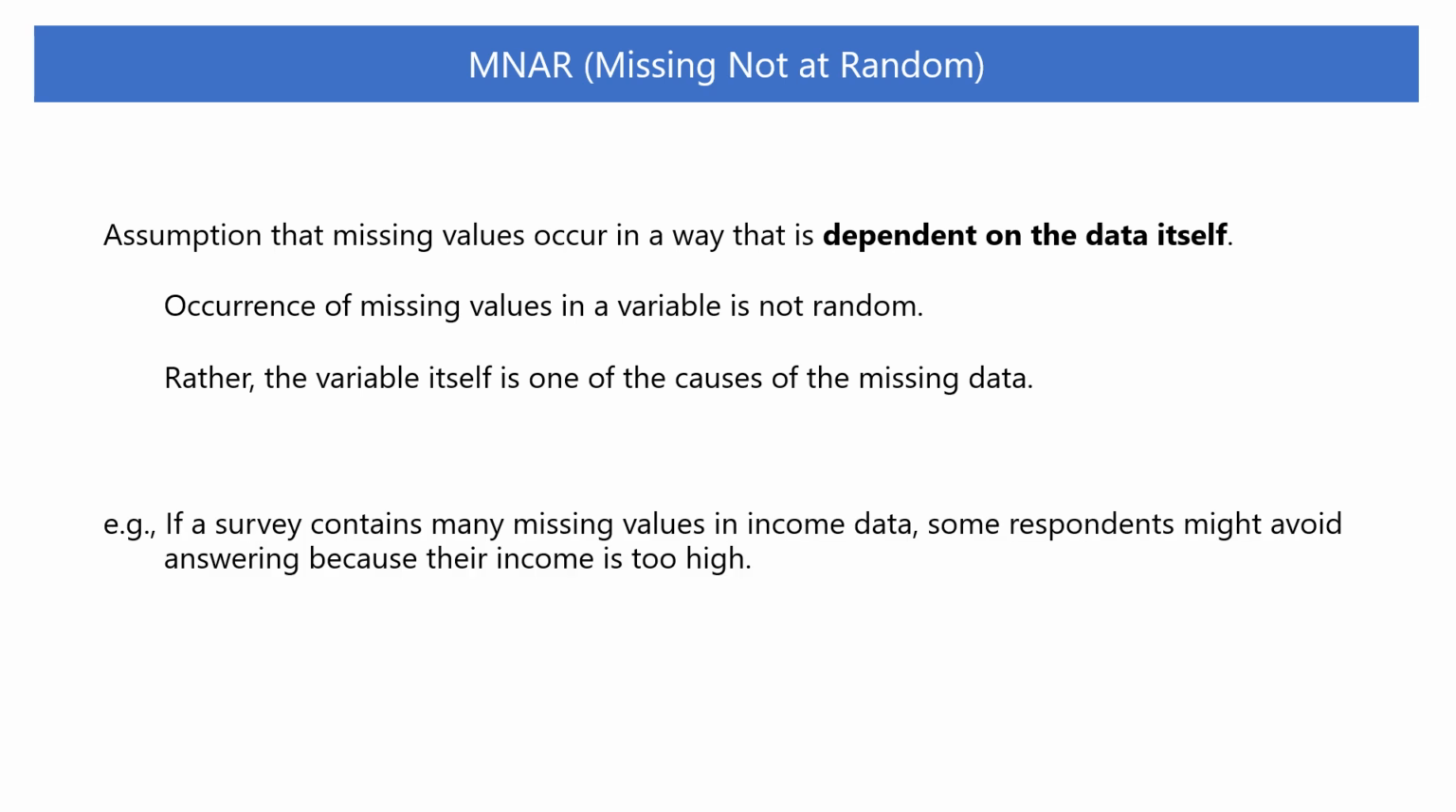For example, if a survey contains many missing values in income data, some respondents might avoid answering because their income is too high. That is, what is meant by the missing data is one of the causes of the missing data.